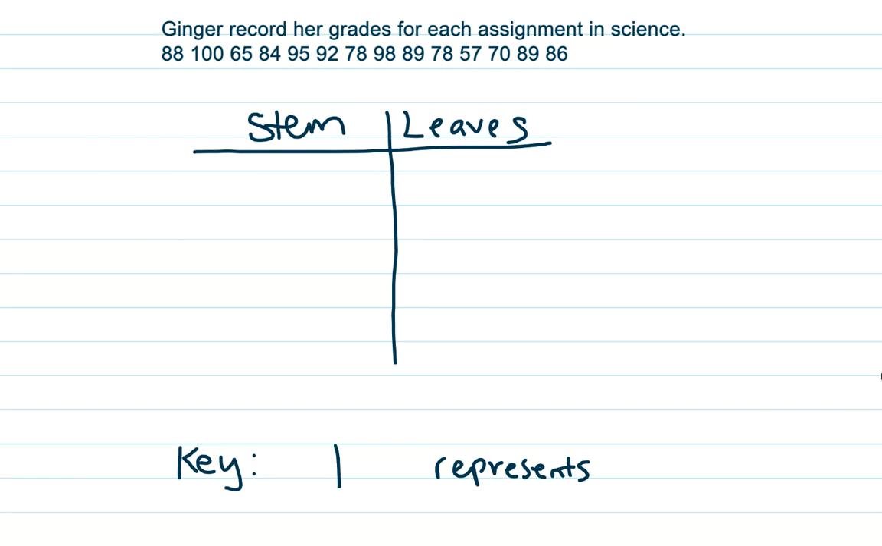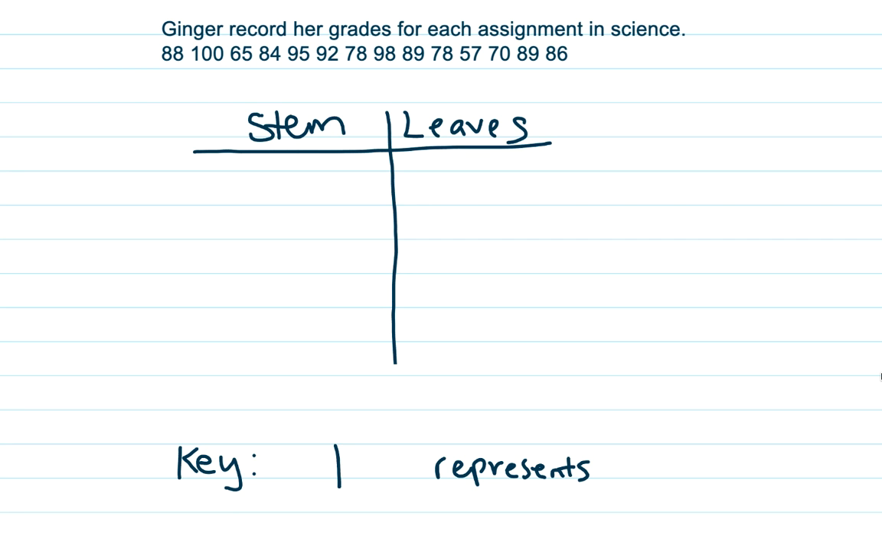Hey guys, so let's go ahead and talk about stem and leaf plots. I'm going to go through an example problem for you guys. So this problem says that Ginger records her grades for each assignment in science. Her scores were 88, 100, 65, 84, 95, 92, 78, 98, 89, 78, 57, 70, and 89 and 86.